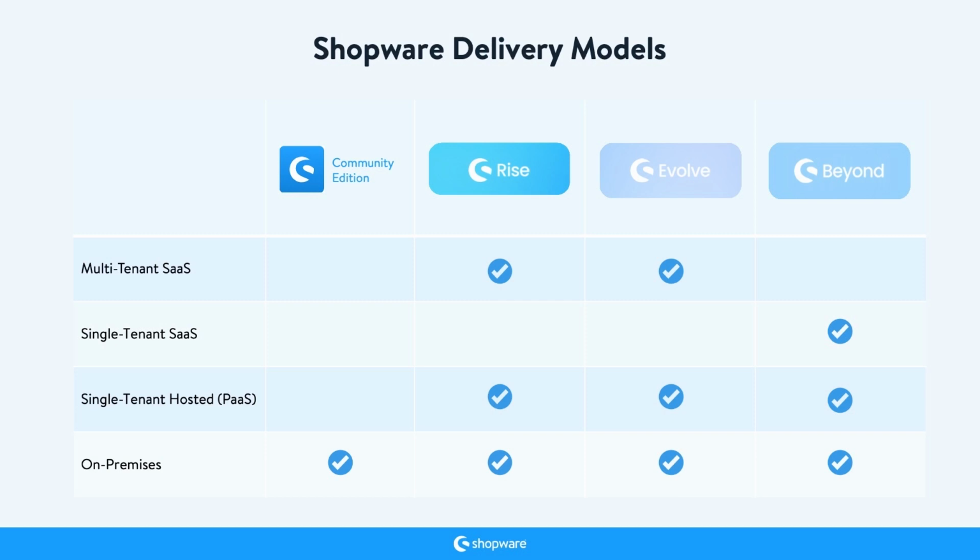This model also allows for extensibility through dedicated APIs, third-party plugins, and themes, but the system code base is not accessible to merchants.